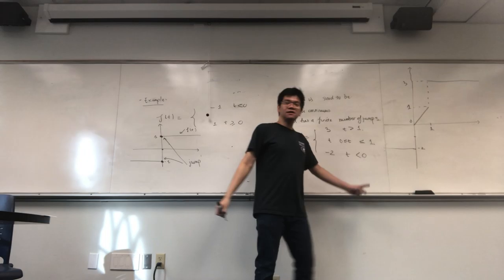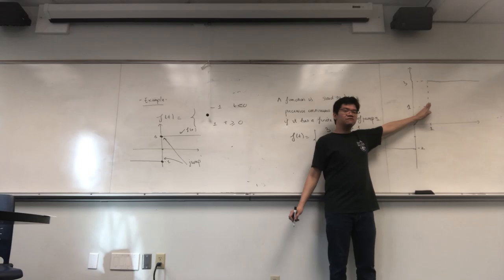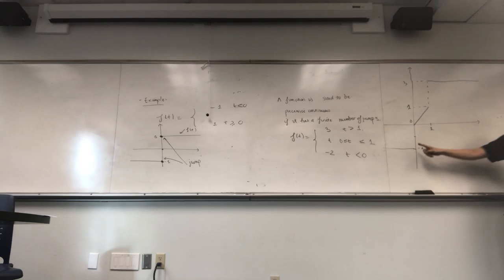So this function is minus 2 when t is smaller than 0. This function is going to be t when t is going from 0 to 1, and this is going to be 3 when t is bigger than 1. And this is a piecewise continuous function because you have two jumps. One jump is here, right at the point 0, and one jump is here at the point 1.